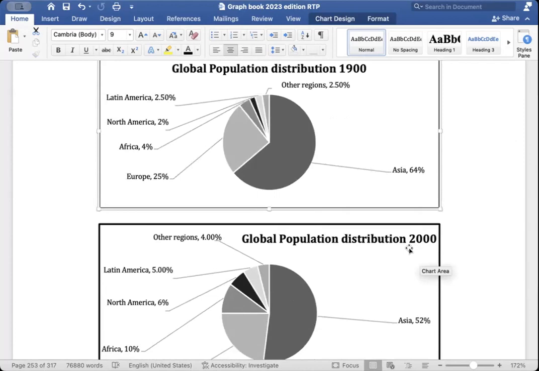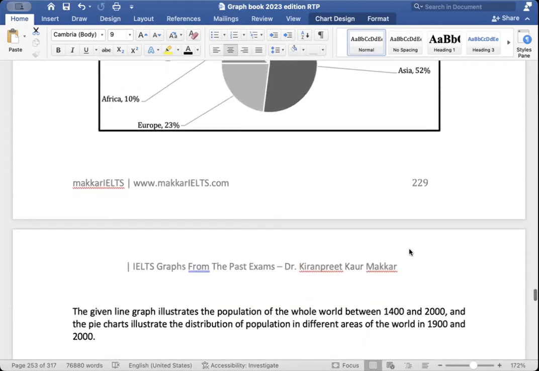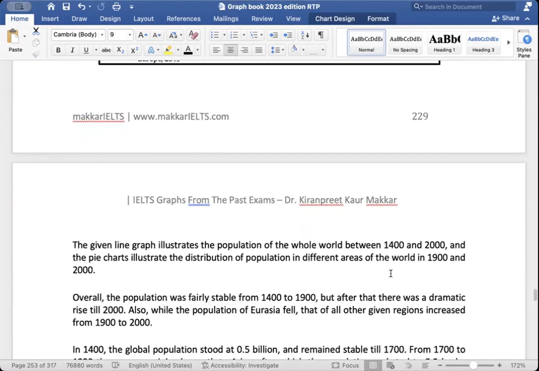Is the introduction line clear? Yes, ma'am. These are combination graphs, so you are learning how to write the introductions and how to go about writing the body paragraphs, okay? Let's see.